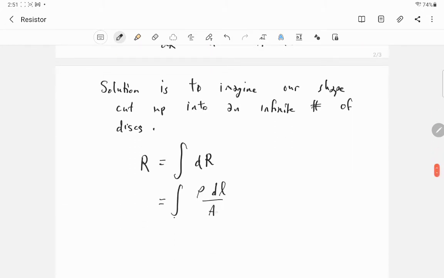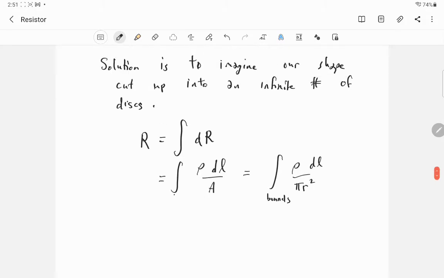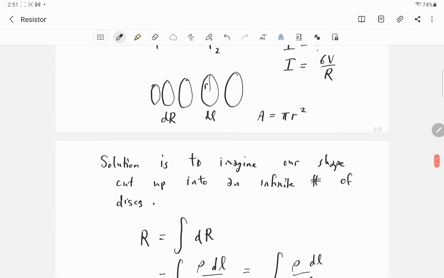So the area is pi r squared, right? So it's going to be an integral. Resistivity is rho. The area is pi r squared. And then I've got this dl. And I've got to figure out what the bounds are, and also r. Doesn't the radius r depend on where we're at in the integral? Are we here with this radius, or are we here with this bigger radius?